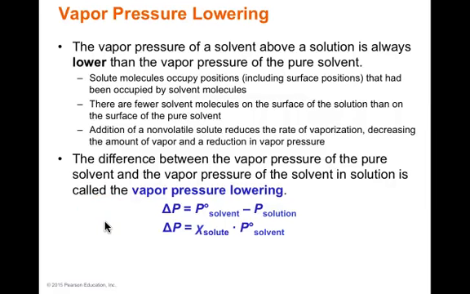Let's consider the colligative property of vapor pressure lowering. Suppose that we have pure water. Water is a volatile compound and has a vapor pressure at room temperature. Let's say that we add ethylene glycol to the water to make a solution. The solution of ethylene glycol in water has a lower vapor pressure than the original pure water sample.